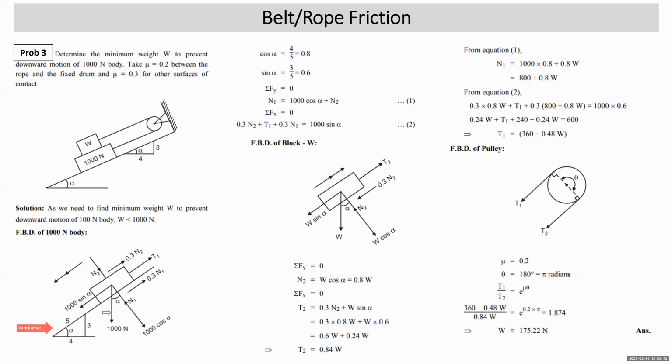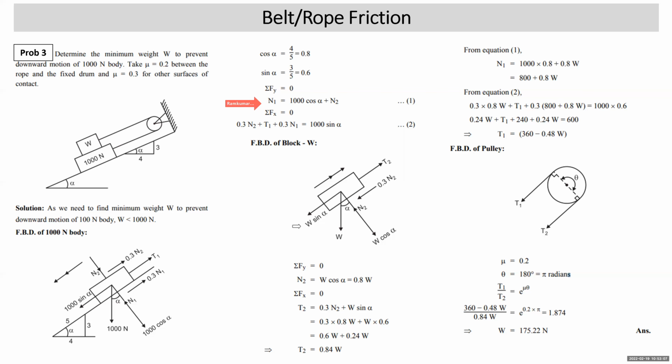Now on this block, I'll write sigma Fy equal to 0. So what is that going to be? N1 is equal to N2 plus 1000 cos alpha. Sigma Fx equal to 0 will be 1000 sin alpha equal to 0.3 N1 plus 0.3 N2 plus T1. We have written those two equations, but I find that the number of unknowns in this diagram is 3. So I'm stuck. Doesn't matter.